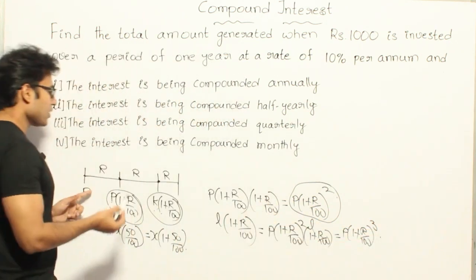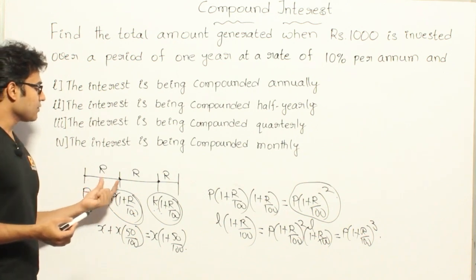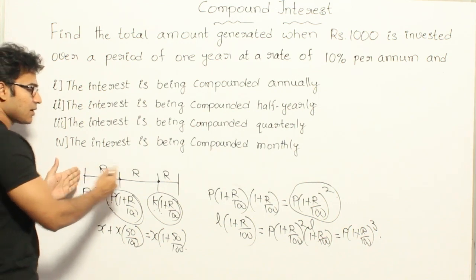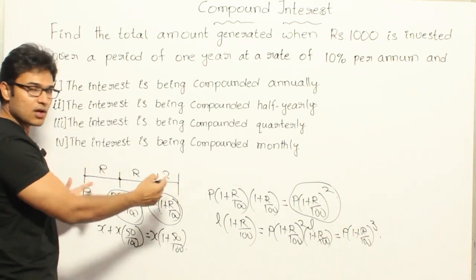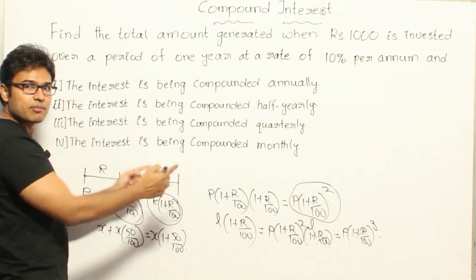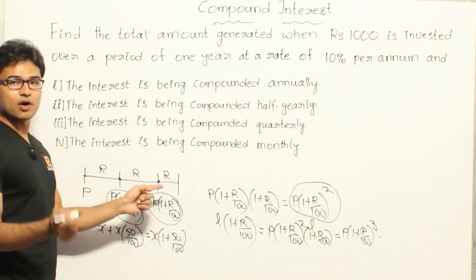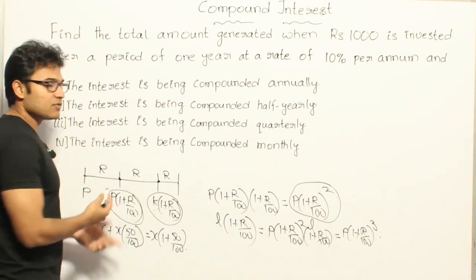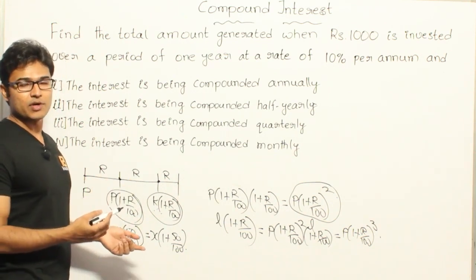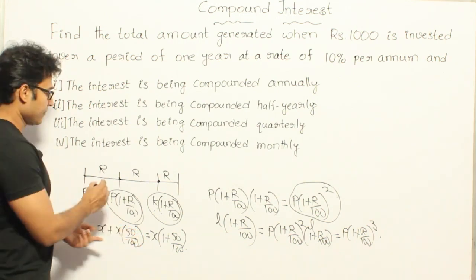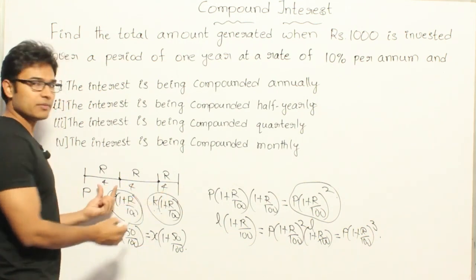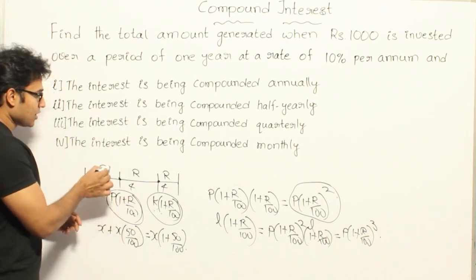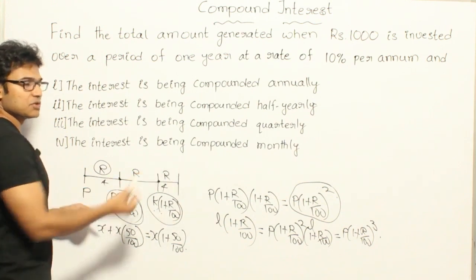Therefore you need not worry about when it is being compounded and what the rate is. You just take the entire time period and see how many parts you can get in that based on when the interest is being compounded. Got it? So if the entire time period is 1 year and the interest is being compounded every 4 months, then 4, 4, 4, 3 parts will be there, right? And then you need not worry about those 4 months. Just compute what is the rate of interest for those 4 months and you can substitute there.